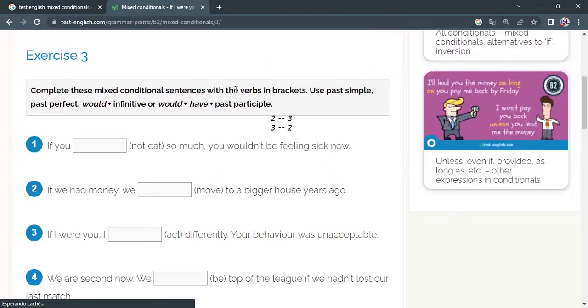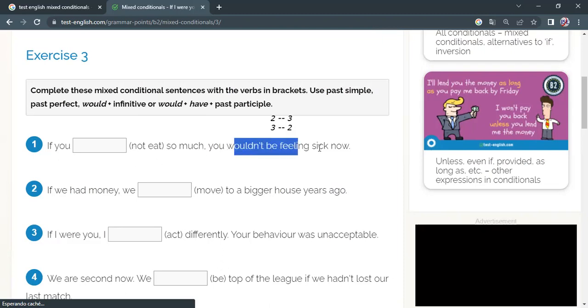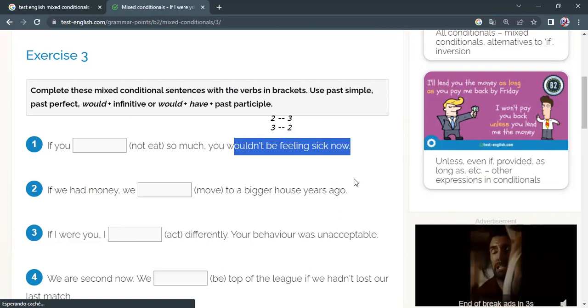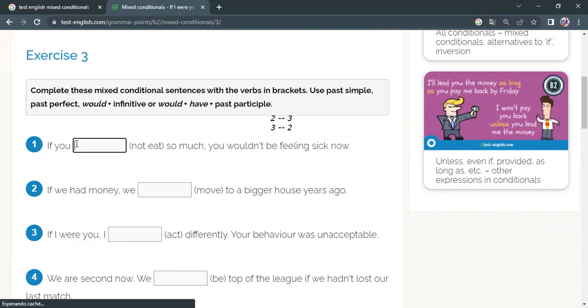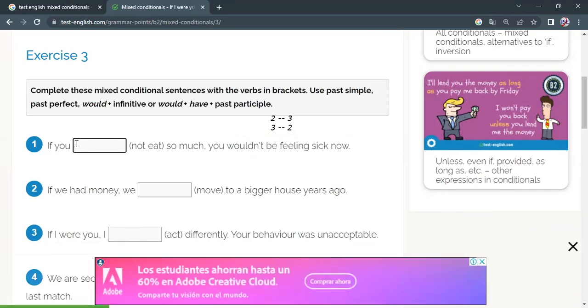Complete these mixed conditional sentences with the verb in brackets. Use past simple, past perfect, would plus infinitive, or would have plus past participle. If you so much, you wouldn't be feeling sick now. Wouldn't be feeling sick is second conditional. So here we have third conditional. How can I put it, not eat, with the third conditional? If you hadn't eaten so much, you wouldn't be feeling sick now.